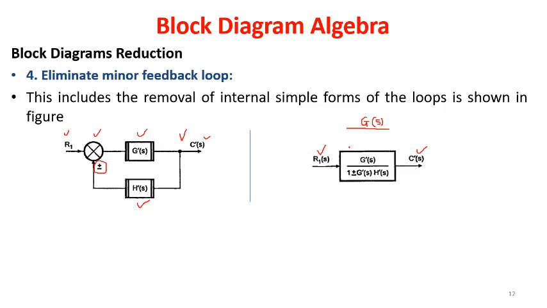whole divided by 1 plus or minus, depending on whether the feedback signal is plus or minus, the product of the forward block G of S and the feedback block H of S. This is what you have to write. This can be written inside the block.